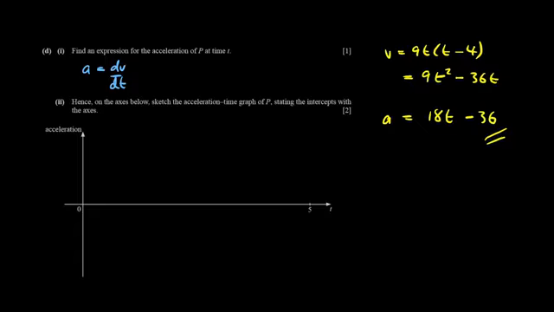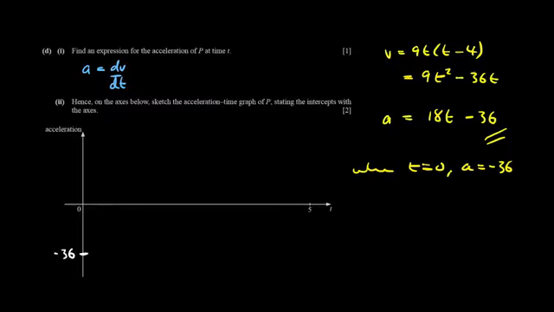So we want to sketch 18t minus 36. Well, if we look at that, we want to find the x-intercept and the y-intercept, right? So we can say when t is equal to 0, a is going to be equal to minus 36. That's like the y-intercept. So I can put that here, minus 36.